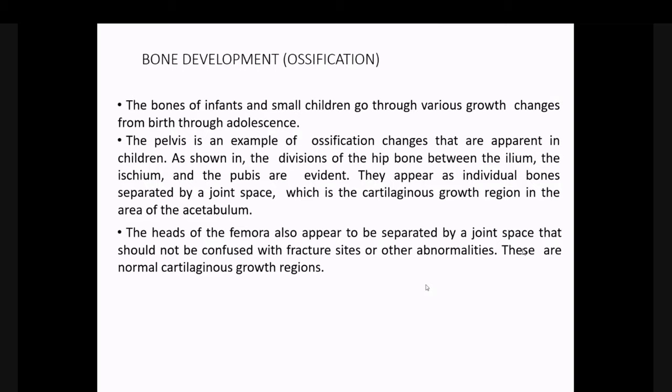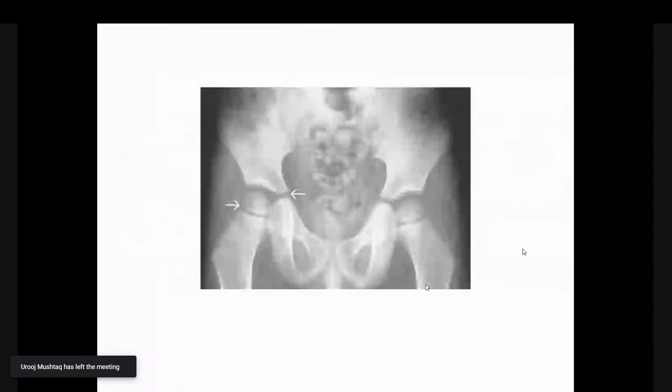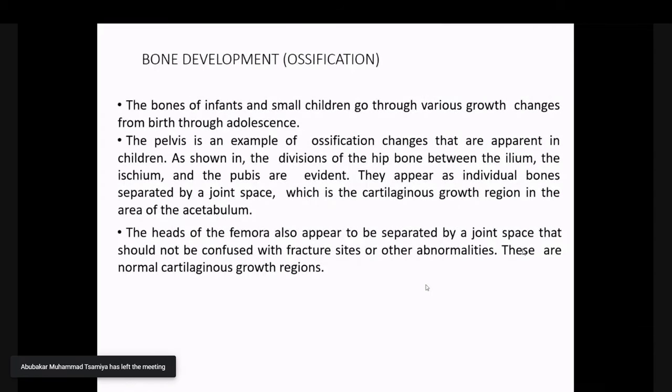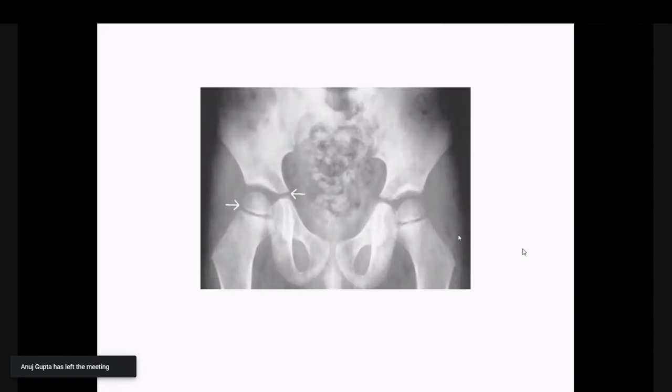Next is bone development and ossification. The bones of infants and small children go through various growth changes from birth through adolescence. The pelvis is an example of ossification changes that are apparent in children. As I have shown, the division of the hip bones between the ilium, ischium, and pubis is evident. They appear as individual bones separated by joint space, which is the cartilaginous growth region that you can see in this image, marked by the arrows. These kinds of growths and spaces are most important in the pediatric patient. For that, we need to immobilize the patient properly so that we can compare both sides of the bony surface and bony development on one radiograph.